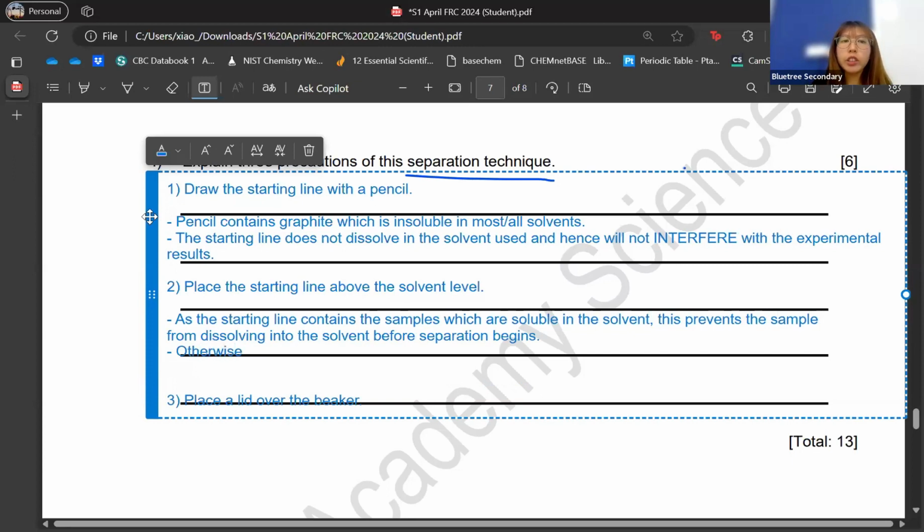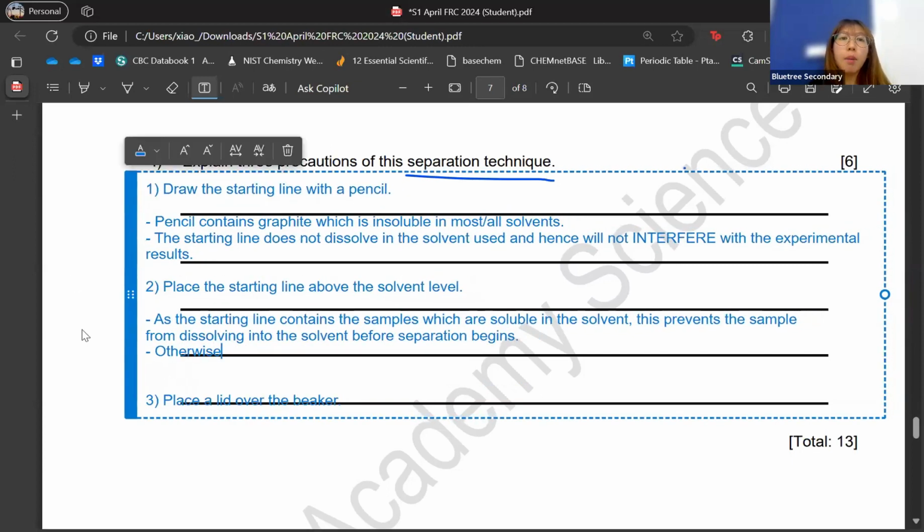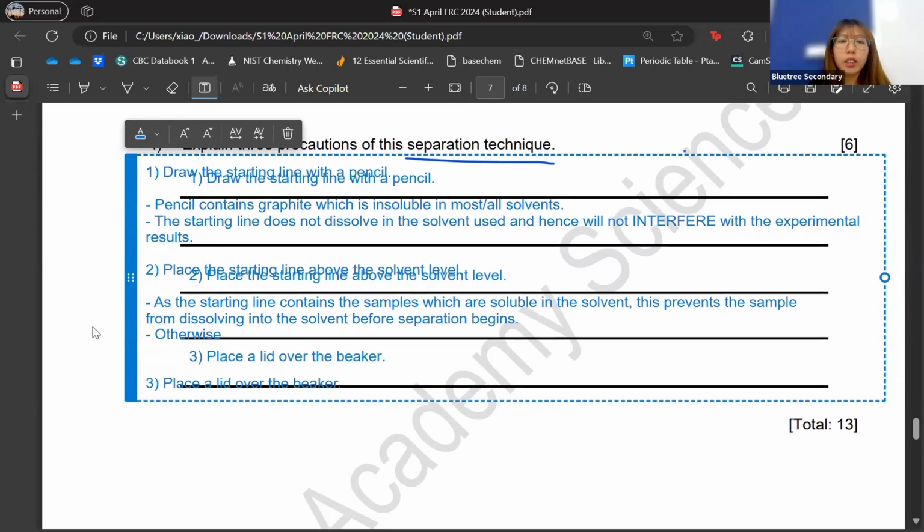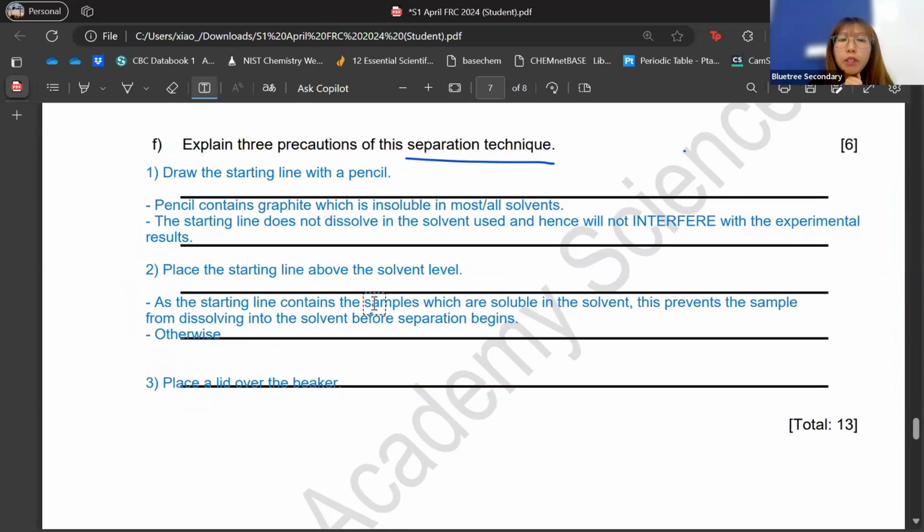Okay, so likewise, continue to explain what is the outcome over here, what is the effect. When we have our sample dissolving into the solvent before the separation, the consequence is that all the samples will go into the solvent. We will not have any more samples on the starting line, which means obviously you will not be able to observe any results, because your samples are no longer on the chromatogram. Sorry, they have all gone into the solvent.